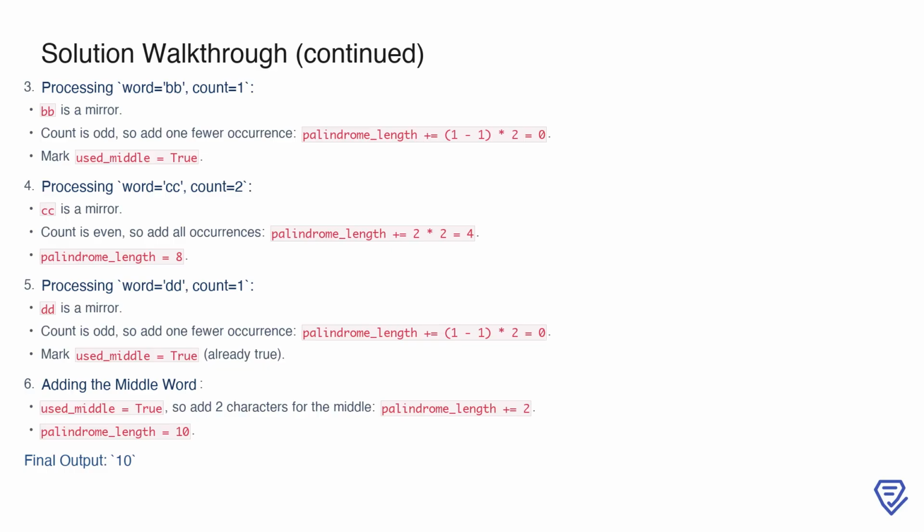Finally, we process DD, which is a mirror and appears once. Again, since the count is odd, we don't add anything to the length, but since used_middle is already true, we don't update it further. At the end, we add 2 characters for the center because used_middle is true, resulting in a final palindrome_length of 10 for this example.